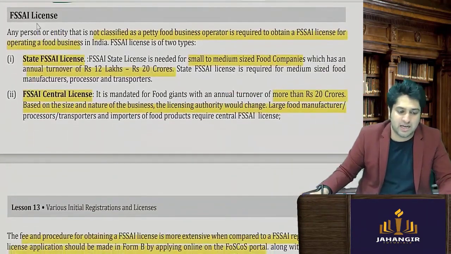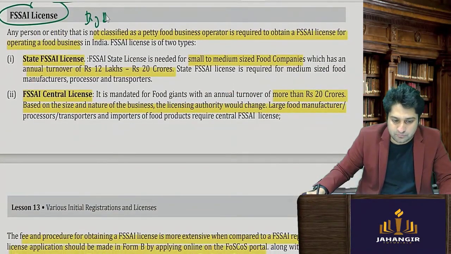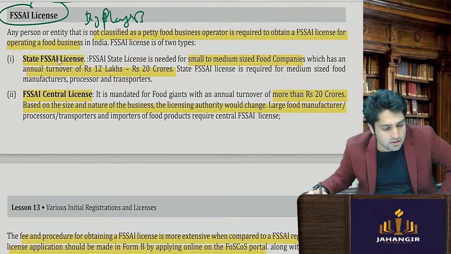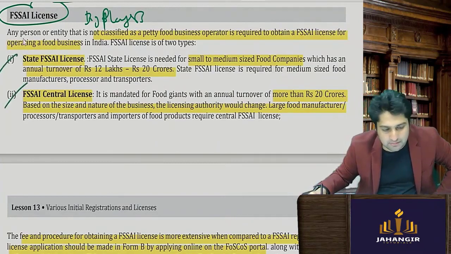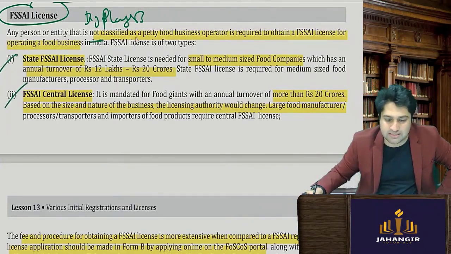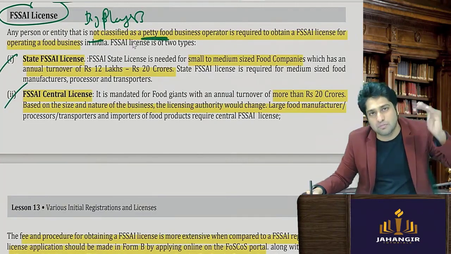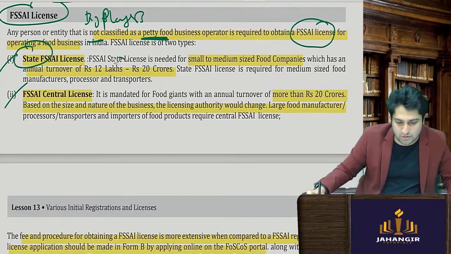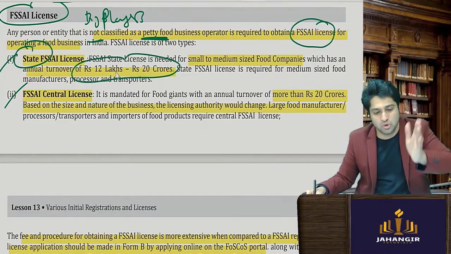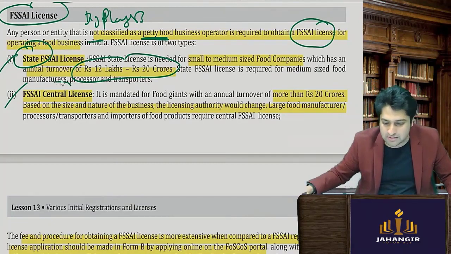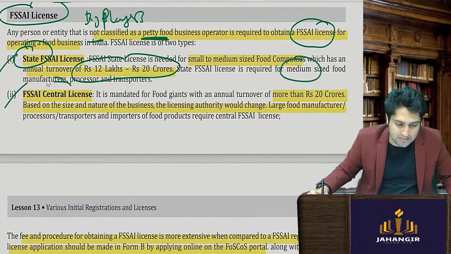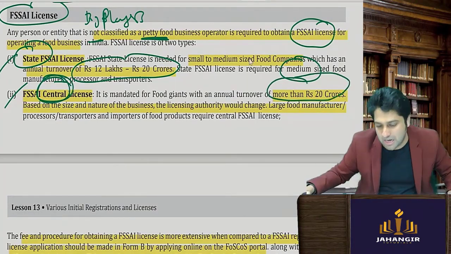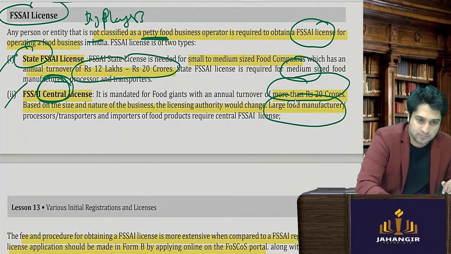Now coming to license. License is for big players, food players like your Nestle. Any person or entity which is not classified as petty would require a license. This license for state is for 12 lakhs to 20 crores, and it will be considered as your medium business. But a central license will be needed if it is above 20 crores, okay, and you will be treated as a large food manufacturer or processor.